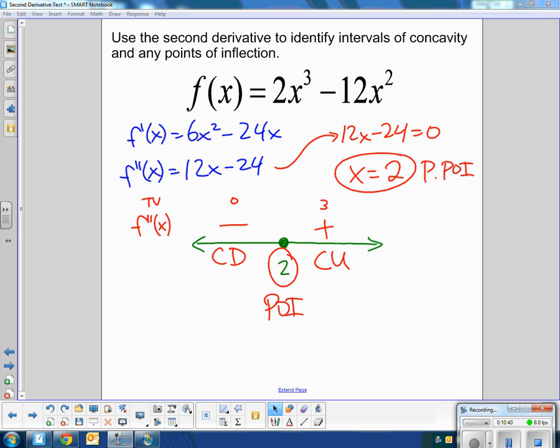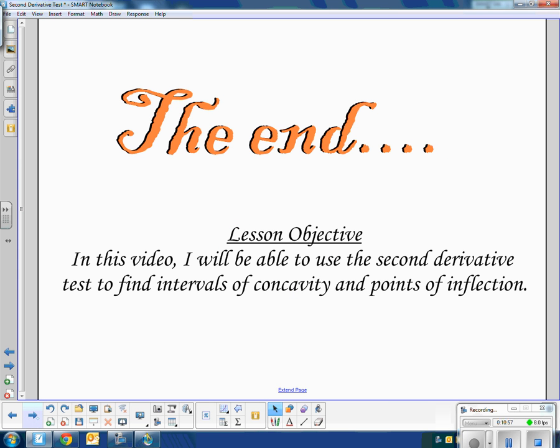So we would identify the interval from negative infinity to 2 as concave down, the interval from 2 to infinity as concave up, and since what's around 2 changed, we would say that when x equals 2, it is a point of inflection. So here we are at the end of the video. You, by now, hopefully know how to use the second derivative test to identify intervals of concavity and find points of inflection.